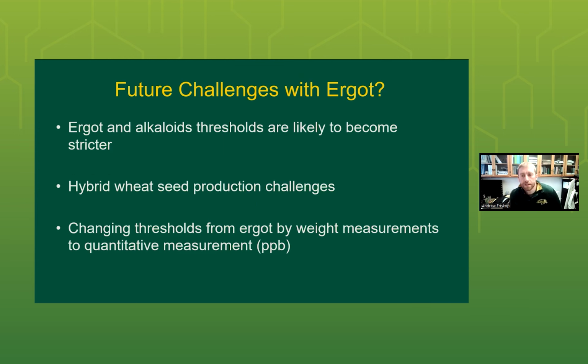So my last slide here is, what do I think about this project? What do I think about ergot management? Well, I think right now ergot and alkaloid thresholds are likely to become stricter. If you look in the export market, there have been incidences of 0 tolerance for ergot. We see the European Union starting to move to a parts per billion scale to check their finalized food products intended for feed or human consumption. Everything's getting a little bit stricter with ergot.